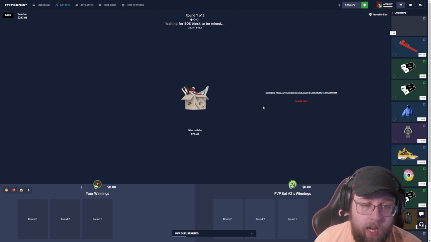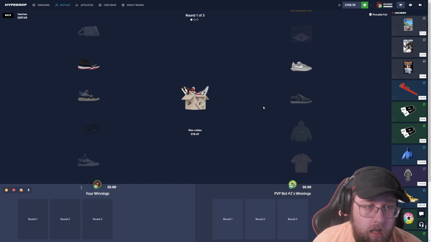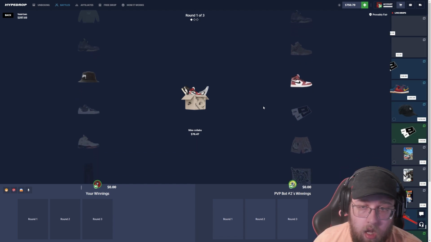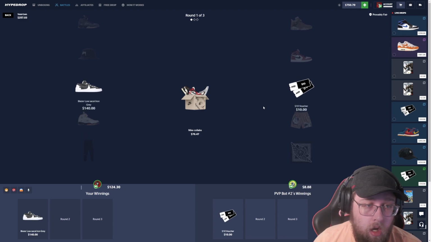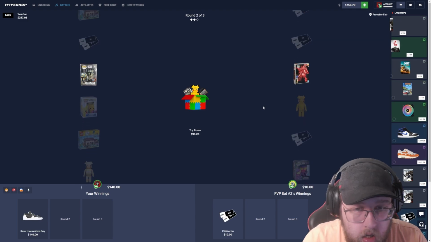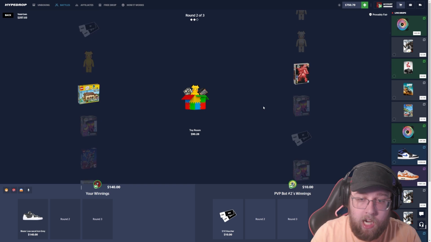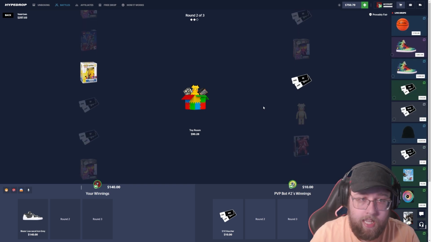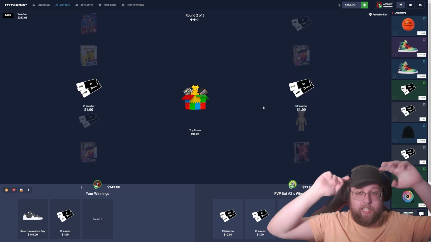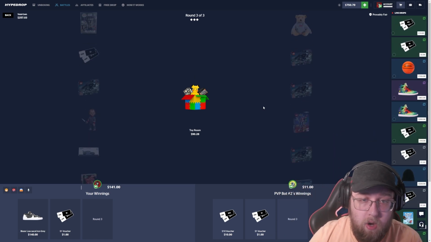76. I don't know what the odds are on this case. It doesn't look like there's any vouchers in it. And he hits a voucher, but I hit a shoe. 140, okay. So if we hit here and he misses here, we should be good. Instead, we both miss. Okay, let's just both hit here. If we both hit here, we know we win.